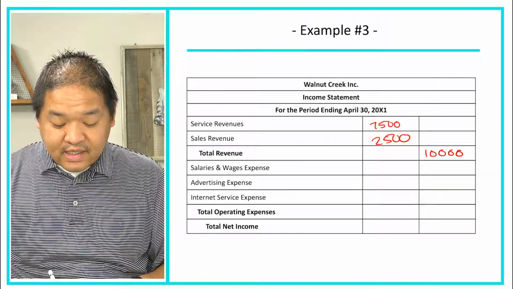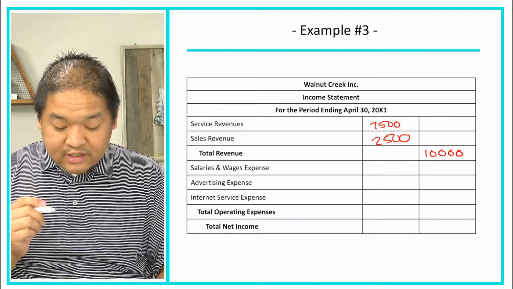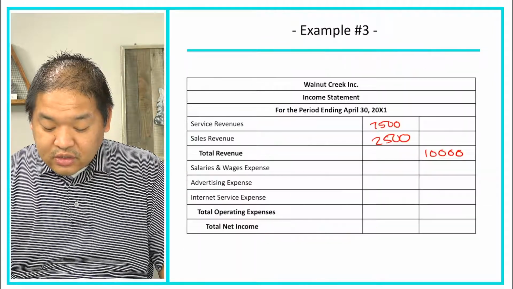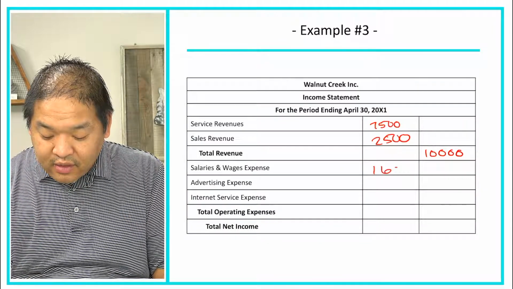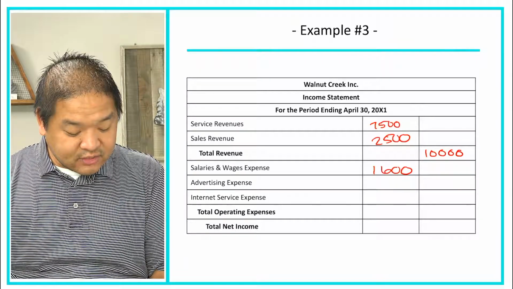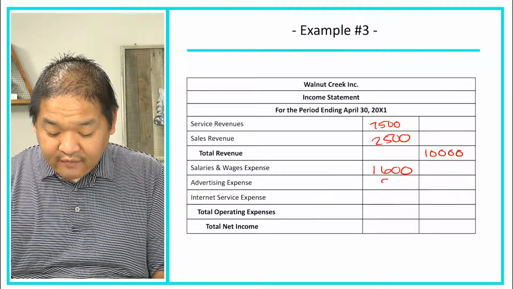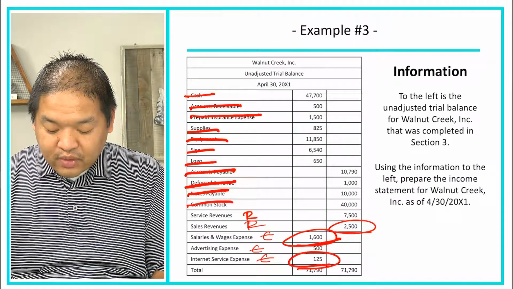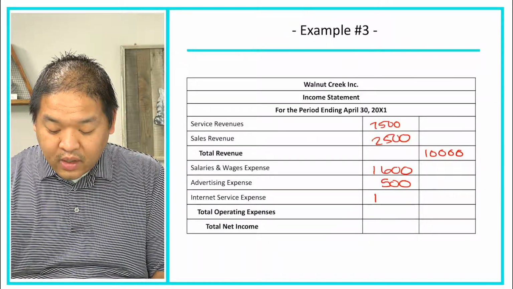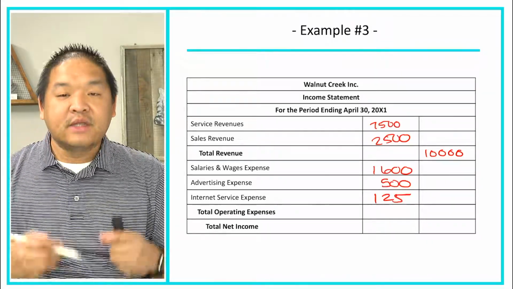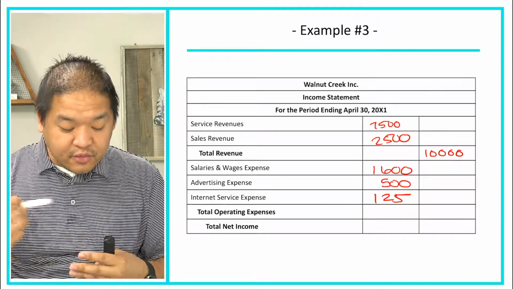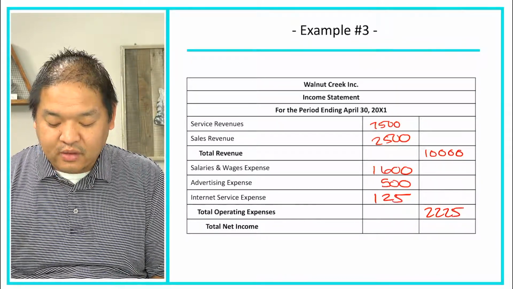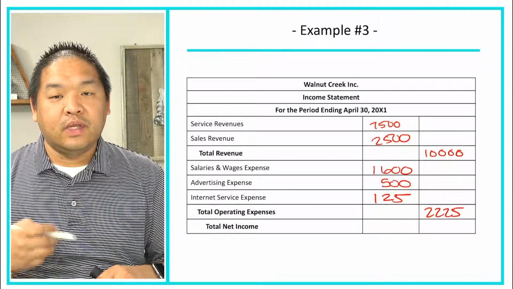All right, moving on to salaries and wages expense. Salaries expense was $1,600. So we're going to put $1,600 right here. Advertising expense was $500. And then internet service expense was that $125 at the bottom. Now $1,600 plus $500 plus $125 gets us $2,225. And then from there, we need to get to net income.